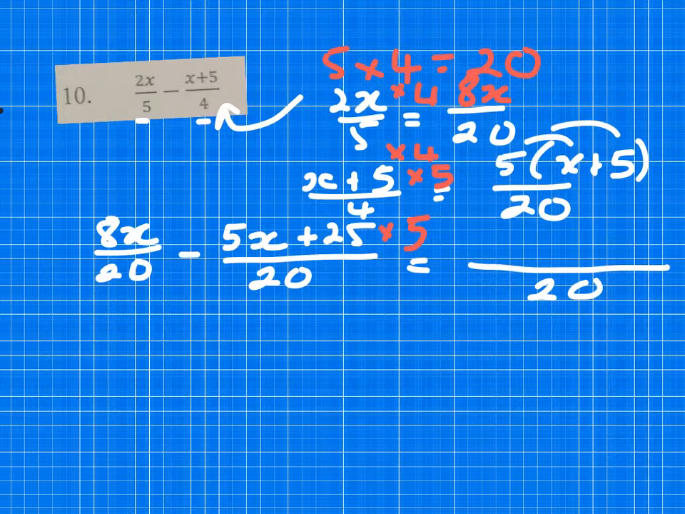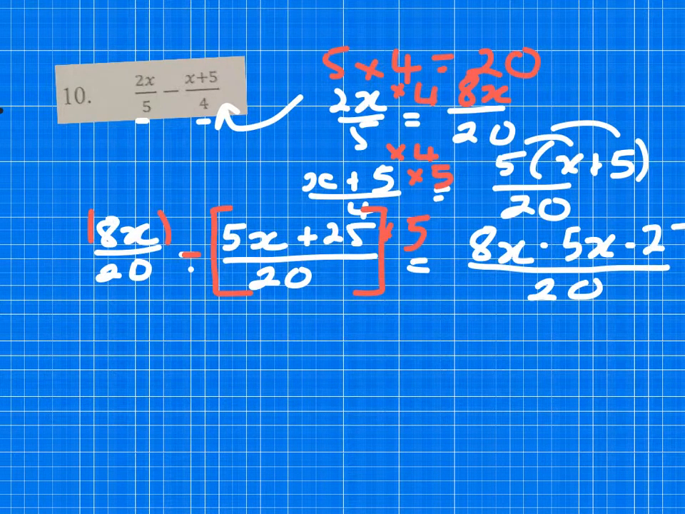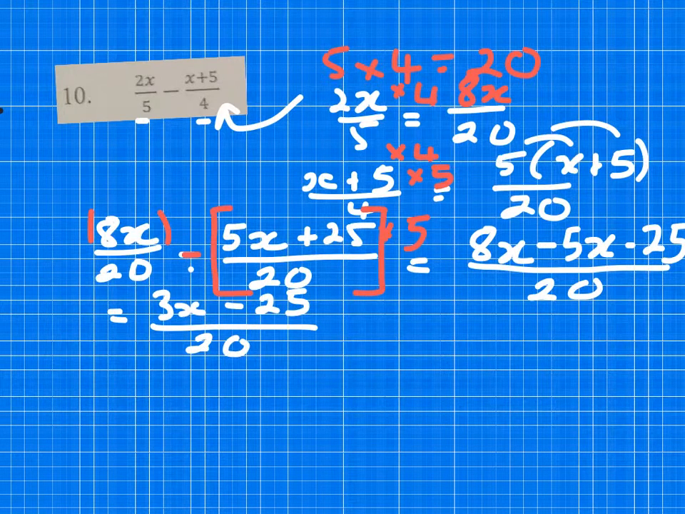We have 8x here, so we've got 8x. And then we have to take off all of this fraction. So we have to take off the 5x, and we also have to take off the 25, take off the positive 25. To simplify, we can see that we have 8x minus 5x, which is going to give us (3x minus 25) over 20.